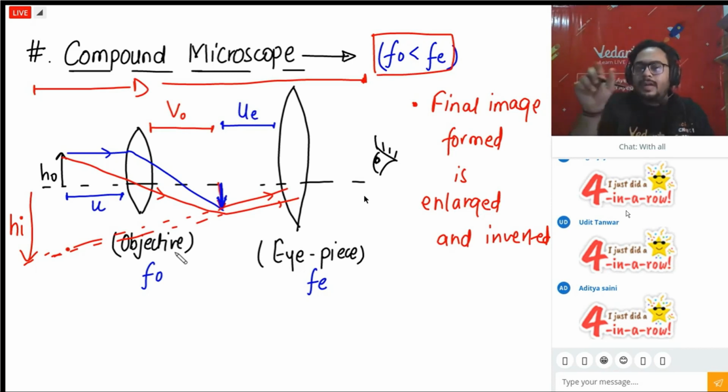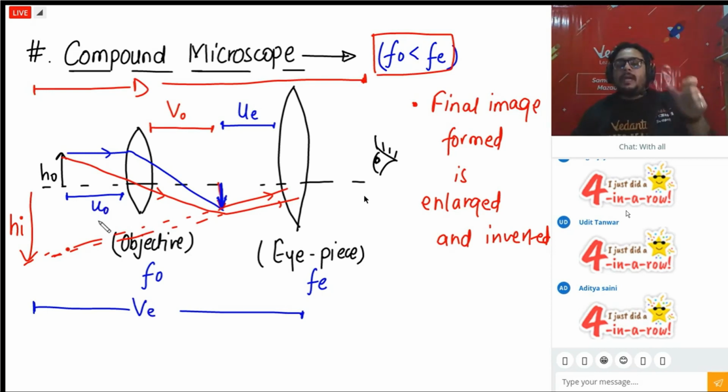U for eyepiece. And this is the final image formed by the eyepiece. So I can say this is VE. Are you getting my point? UO is the object distance for objective. VO is the image distance for objective. UE is the object distance for eyepiece, and VE is the image distance for eyepiece.